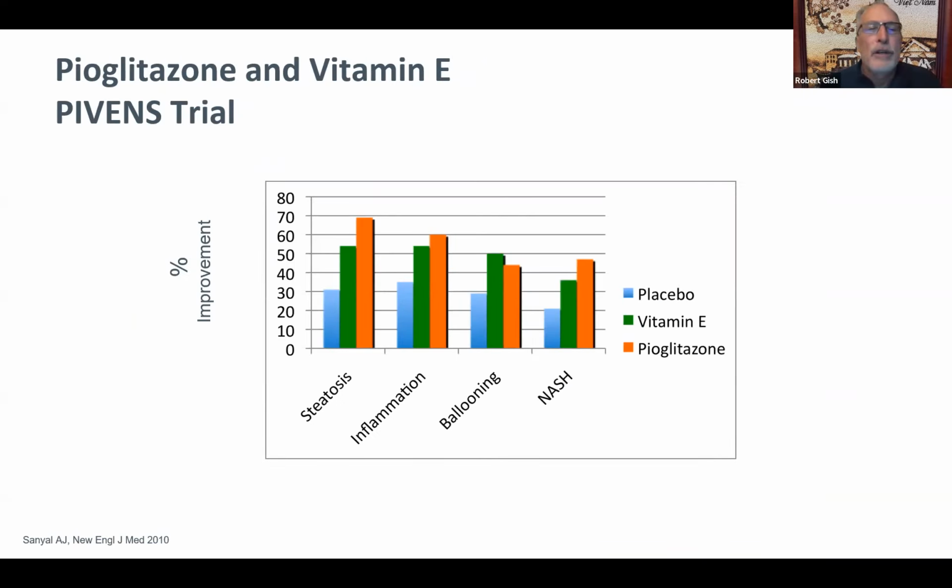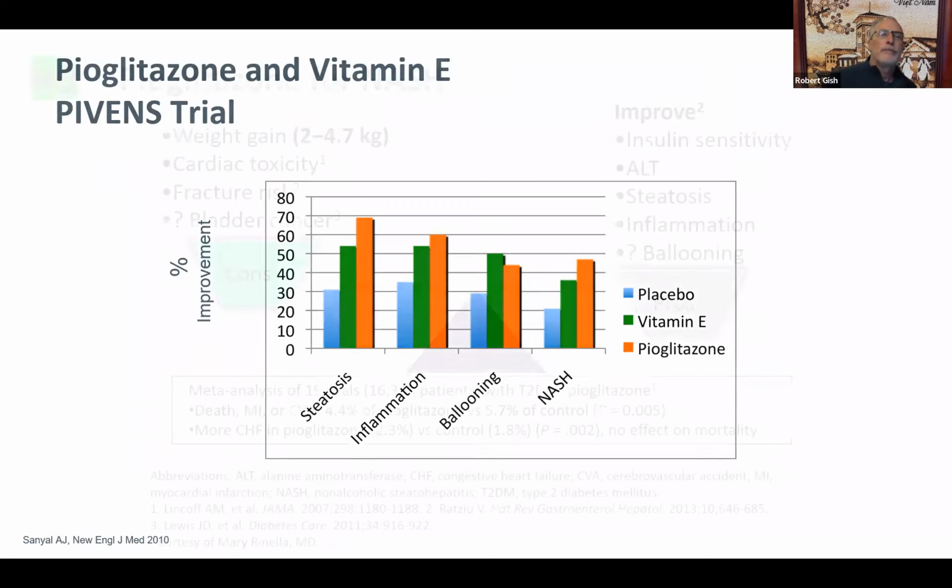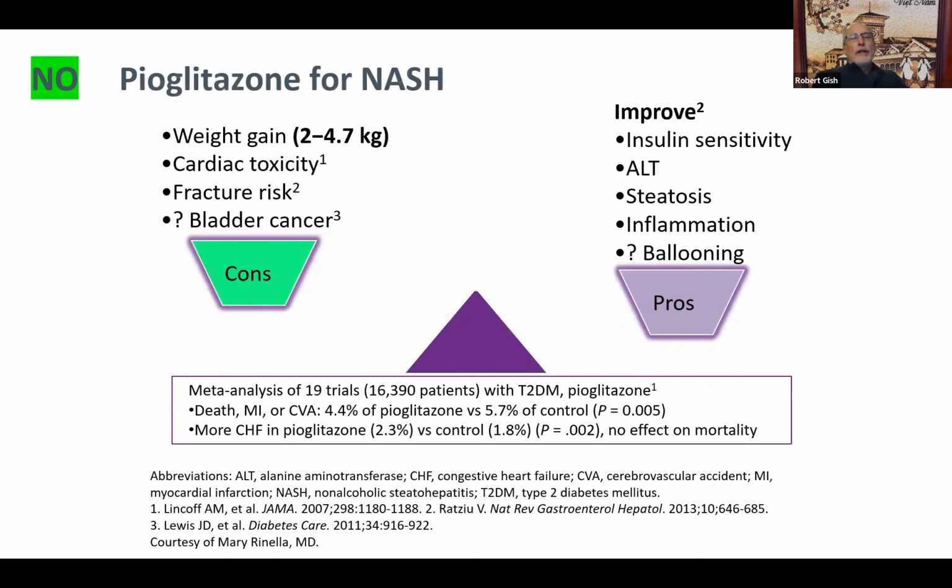This is Pioglitazone and vitamin E in the PIVENS trial. As you can see, Pioglitazone did the best with fatty liver improvement, what's called NAS score improvement. Second one is probably Pioglitazone had better effects on inflammation and steatosis, but vitamin E won out on ballooning improvement. Pioglitazone: weight gain, cardiac toxicity, fracture risk, bladder cancer, all reasons I don't use it.